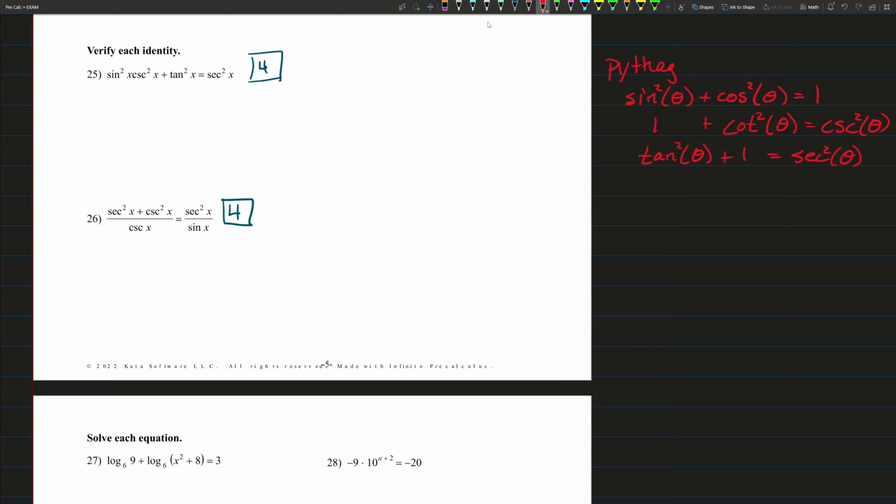But what we can do is we can do sine squared times cosecant squared. We should know that cosecant squared is 1 over sine squared. And you don't have to worry about the variables. I just want us to be able to kind of do this kind of math. All right, sine squared times 1 over sine squared, that just becomes 1. And then you have 1 plus tangent squared is equal to secant squared. And that's an identity, right? So secant squared is equal to secant squared, and that checks out.